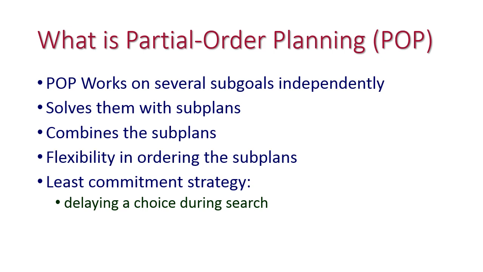What is partial order planning? Partial order planning is otherwise called POP. POP works on several subgoals independently. The main problem will be divided into many subproblems. Each subproblem should have a subgoal, and the subgoals are solved with the subplans. All the subgoals will be solved by using the subplans, and the subplans are combined.